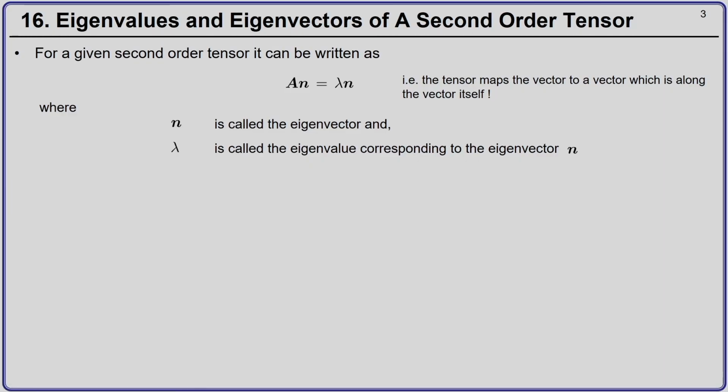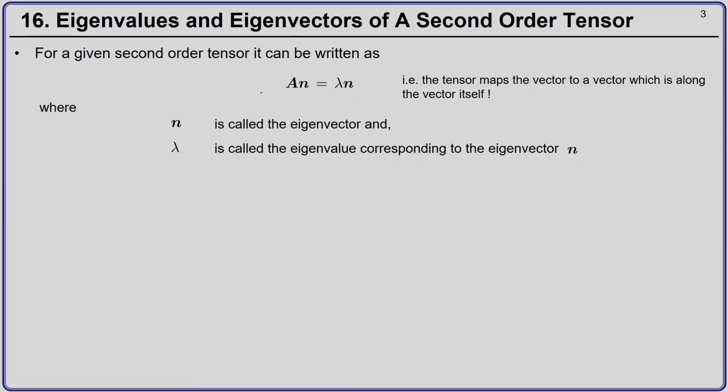So, the next concept that we have to look at is eigenvalues and eigenvectors of a second order tensor. For a given second order tensor A, can we say that there is a vector which gets mapped to itself or some factor of itself? If there is such a vector, that vector is called an eigenvector, and the scalar multiple by which it is projected is called the eigenvalue.